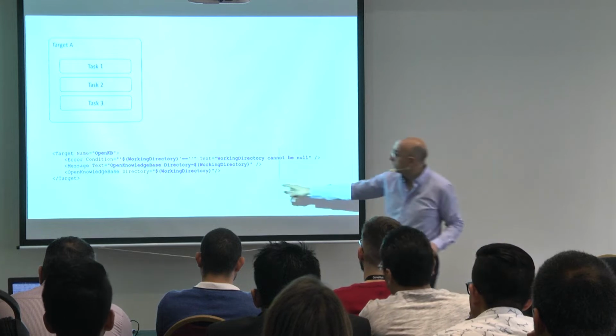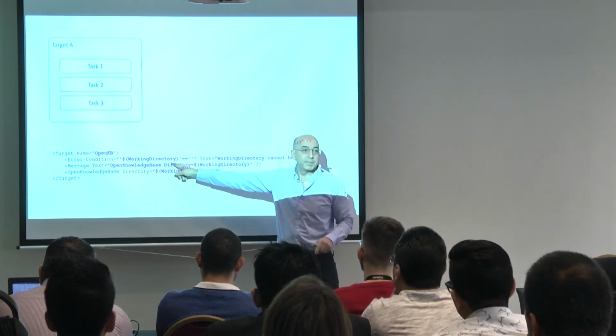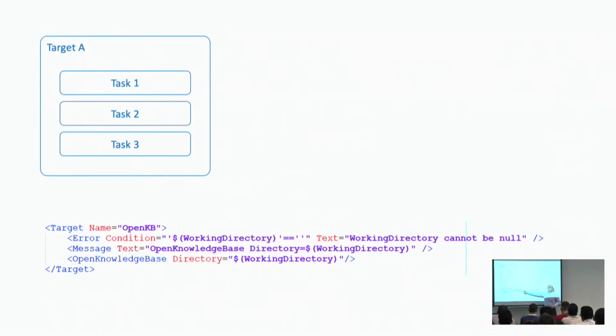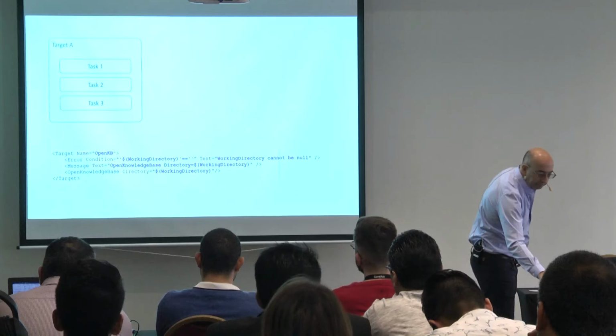This is the way of making reference to a property, right? Between pesos and brackets, the name of the property, this represents the property. So we carry on.